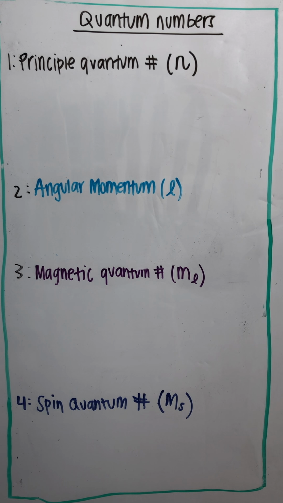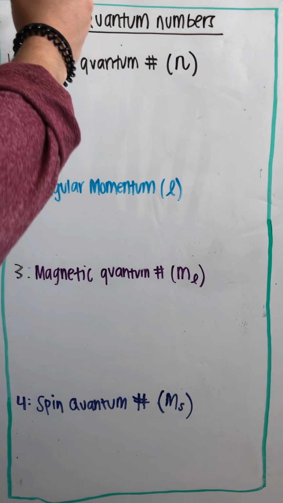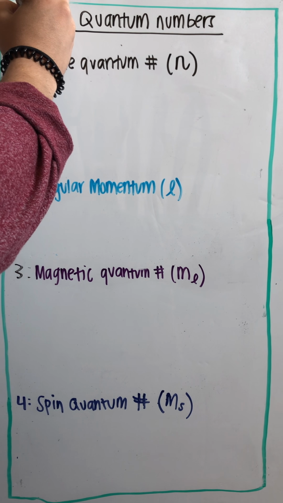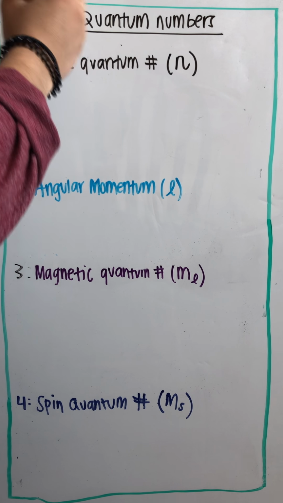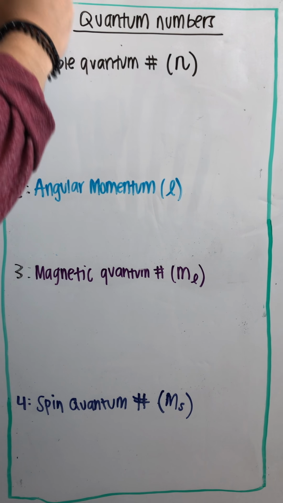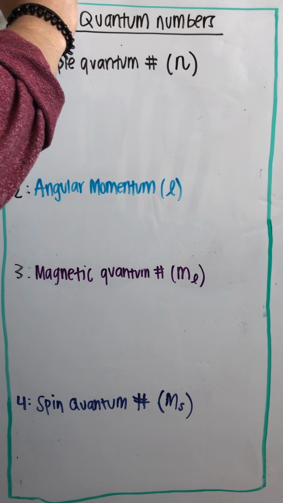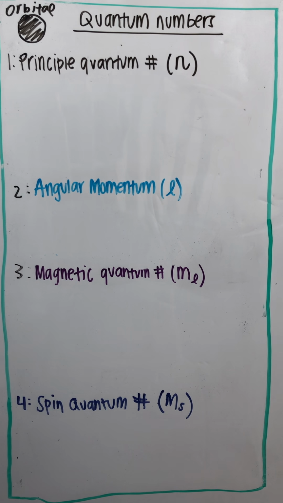Before we get started talking about the individual quantum numbers, I want to define the term orbital for you. An orbital is the region of space where an electron is most likely to be found. If this is our atom and this is our nucleus, the electron can be found anywhere here, and so this would be the orbital. You can think of it as almost like a probability cloud.